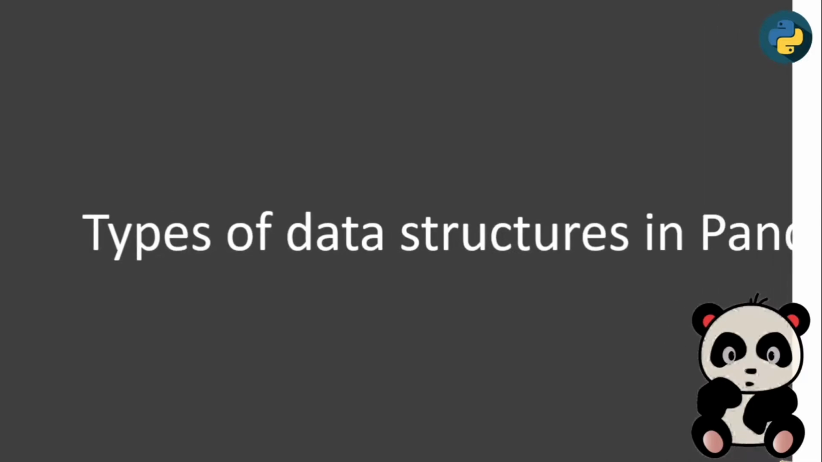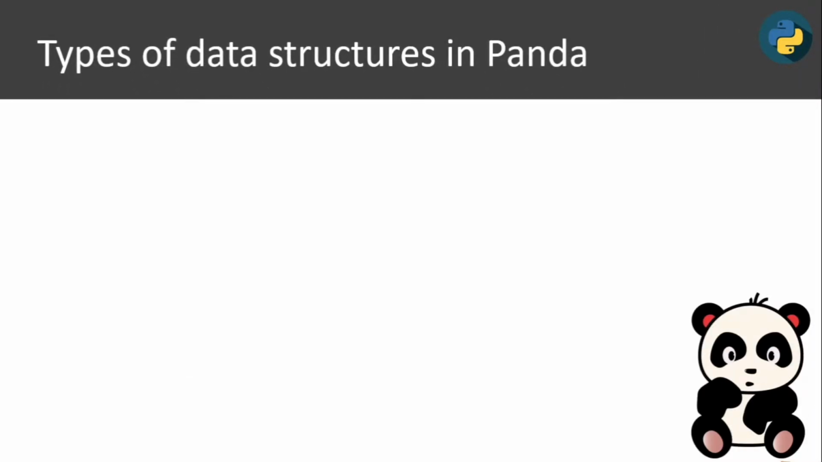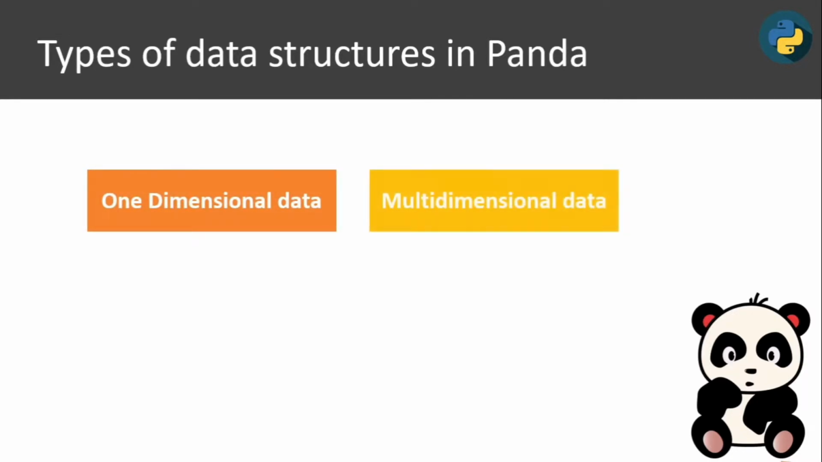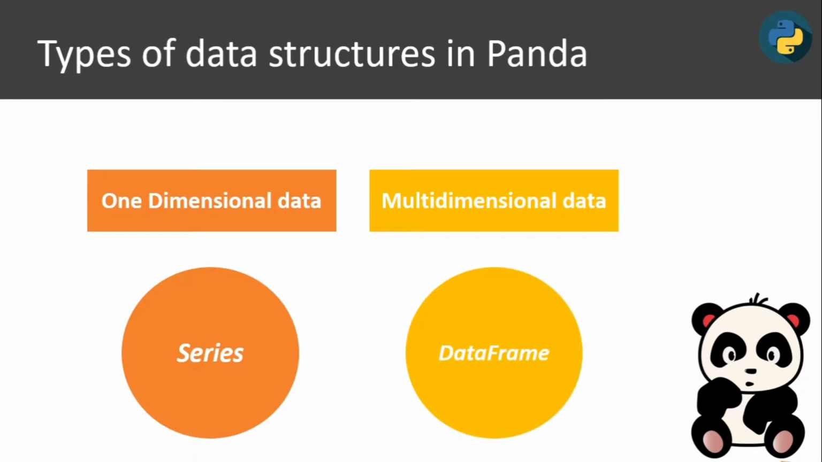Types of data structures in Pandas. Pandas gives two types of different data structures: one-dimensional data and multidimensional data. One-dimensional data we call series, and multidimensional data we call data frames. Let's talk about series.